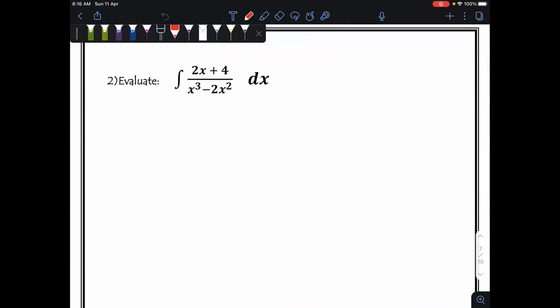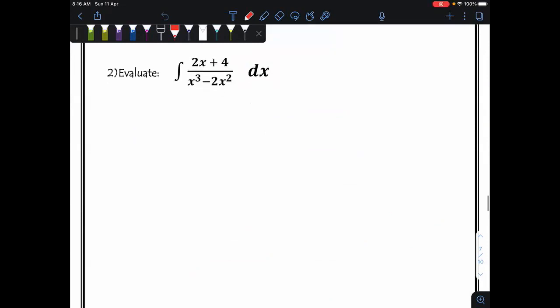So let's try this one. How to evaluate 2x plus 4 over x cubed minus 2x squared. But I would like you, guys, to participate with me. I'd like to check your understanding. What should we do here? We have to factorize first, right? To factorize such a question, we leave the numerator the same. I'm talking about the factorization of the denominator. Let's take x squared as a common factor. So we still have x minus 2.